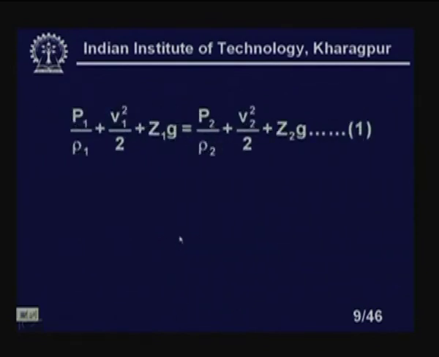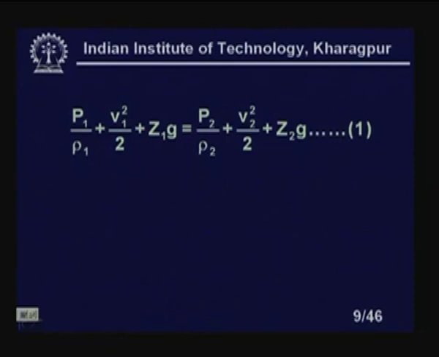Now, if I apply Bernoulli's equation across these two sections, upstream and downstream, I can easily write P1 by rho 1 plus V1 square by 2 plus Z1 g equal to P2 by rho 2 plus V2 square by 2 plus Z2 g. All the dimensions are equal, in units of meter per second square. We have taken it per unit mass. So, we can write this Bernoulli's equation like this, right. The total height of the liquid at any point is the same, that is the basic principle.